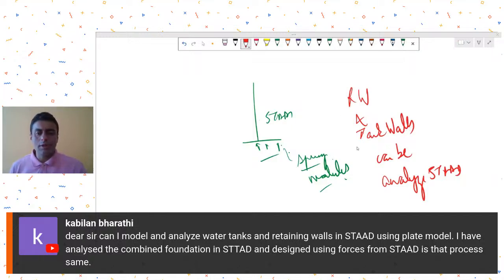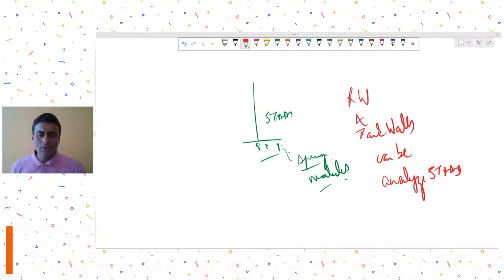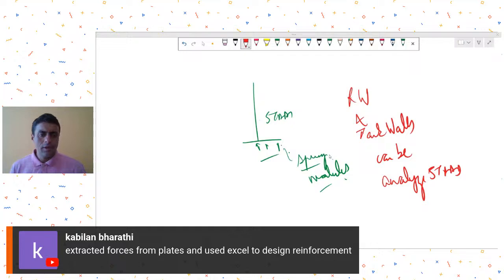When you want quick shear force values, STAAD gives you the shear stresses. So sometimes that becomes slightly complicated. But otherwise, it's quite okay. So Mr. Bharti is saying he extracted the forces from plates and used Excel to design reinforcement. Yeah, you could do that.